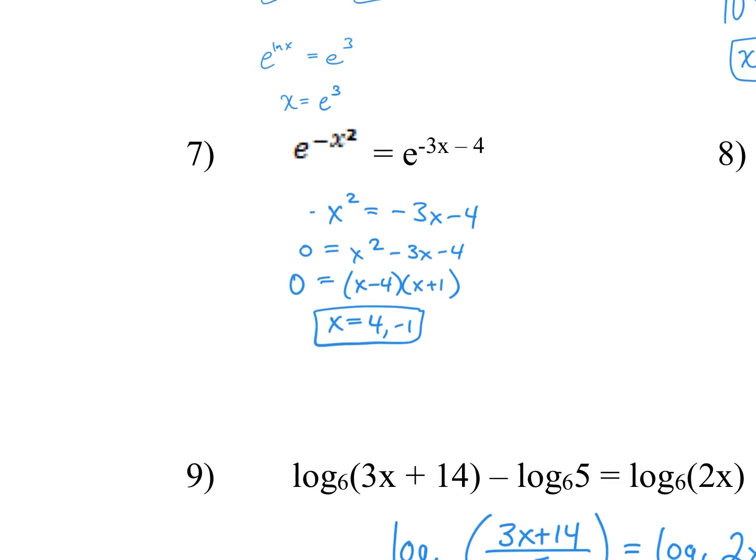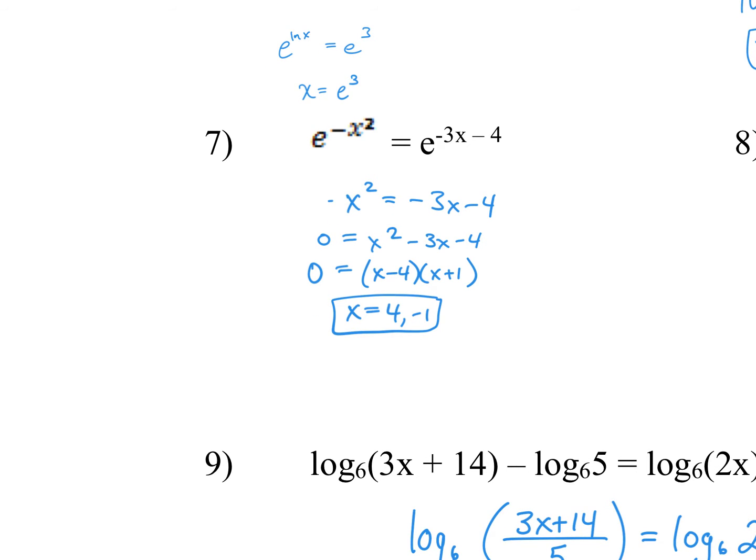On number 7, we have e raised to 2 different powers, so we can set those powers equal to each other since they are on opposite sides of the same equation. This turns into a quadratic, and since this is an exponential, we really don't have any domain restrictions, so both 4 and negative 1 would work.